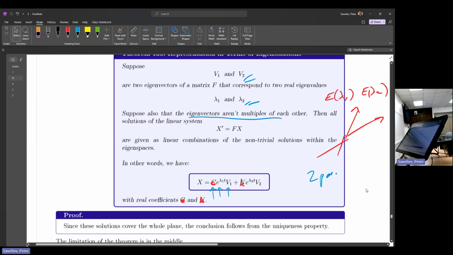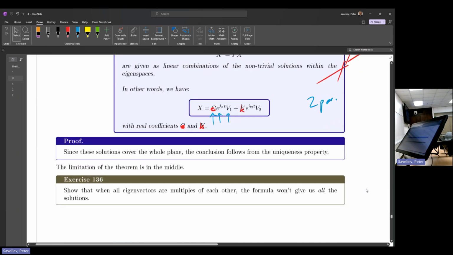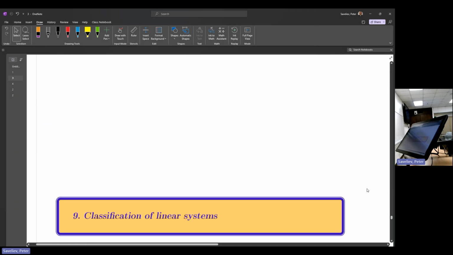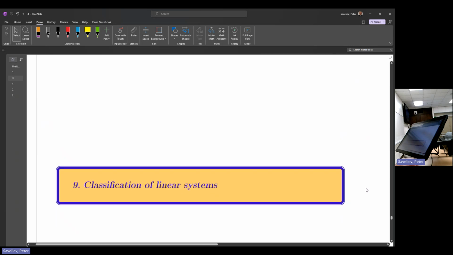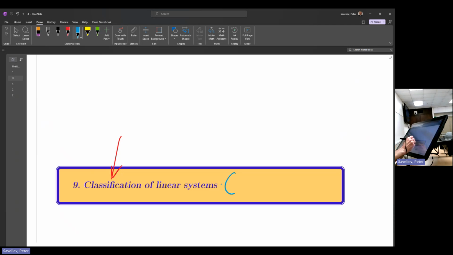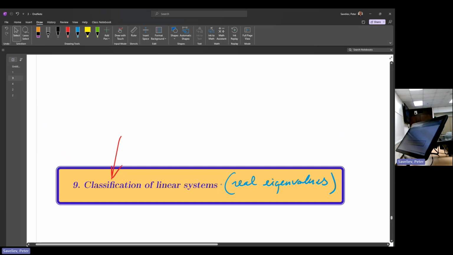Okay, so we can algebraically explain what it is, and there aren't too many things that can actually happen. That's why we are able to continue on and classify the linear systems based primarily on that. But we're still limited to, that's the caveat, real eigenvalues. So complex eigenvalues coming up.